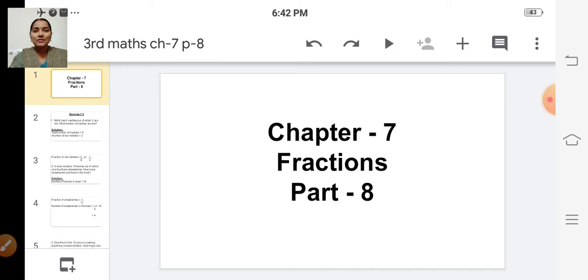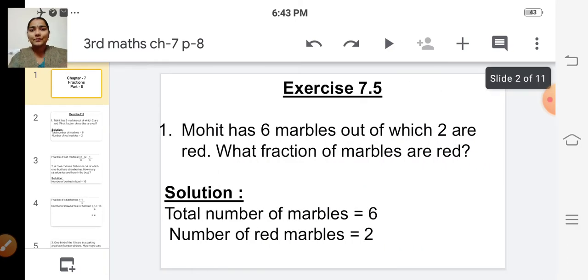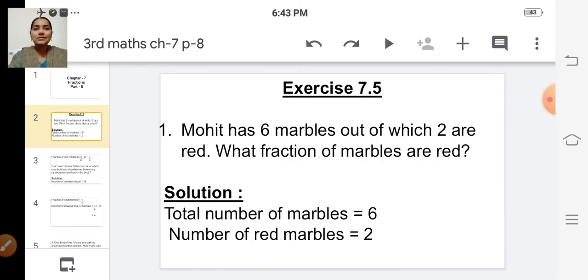Welcome back to our online class. In today's session, we are going to learn word problems in fractions. So, exercise 7.5. First question.